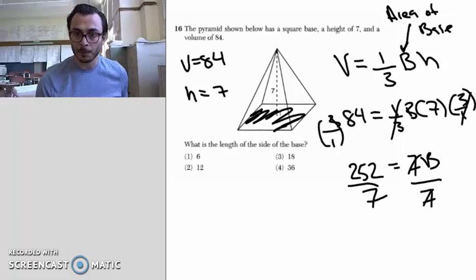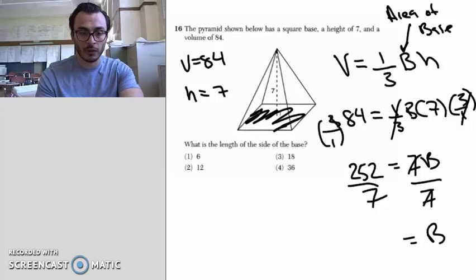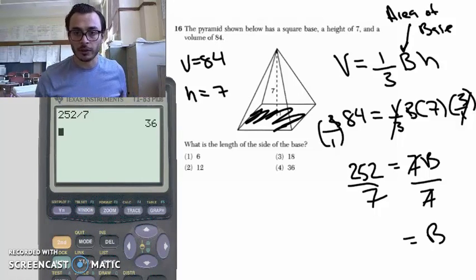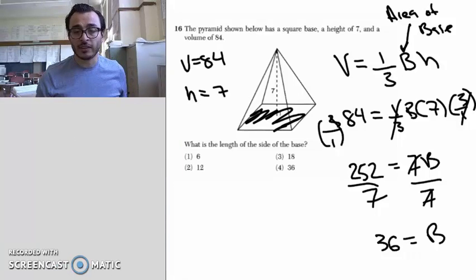The 7's cancel out. Capital B is equal to what? What is 252 divided by 7? 252 divided by 7 is 36. So that's the area of the base. That's not the length, that's not the answer. That's the area of this square.